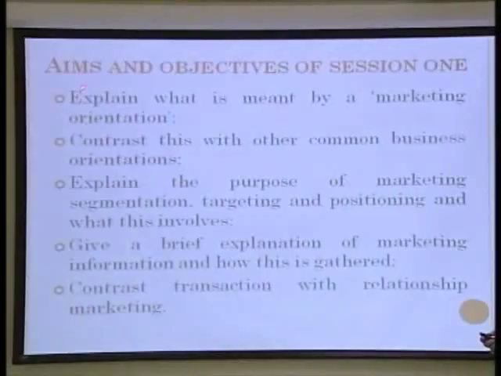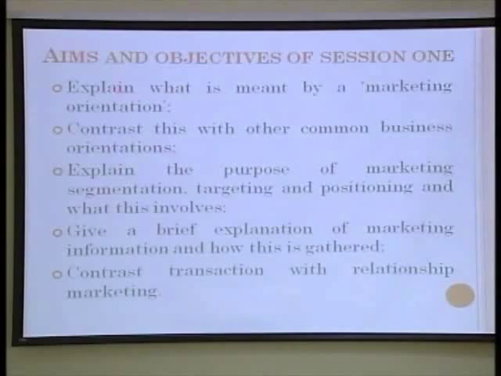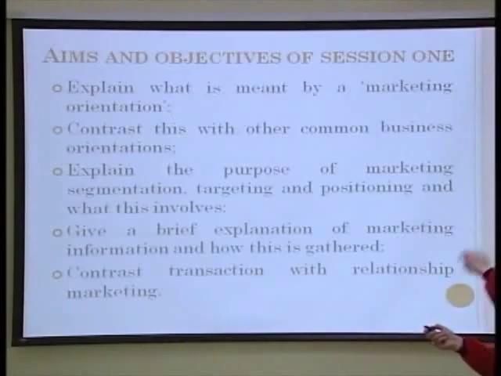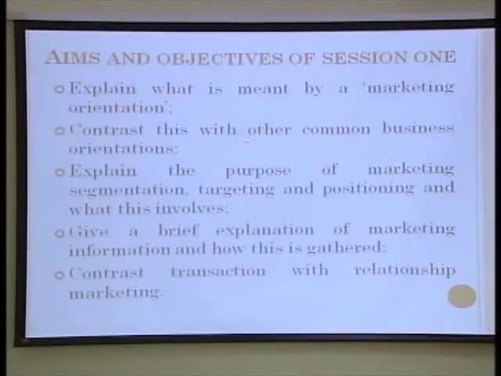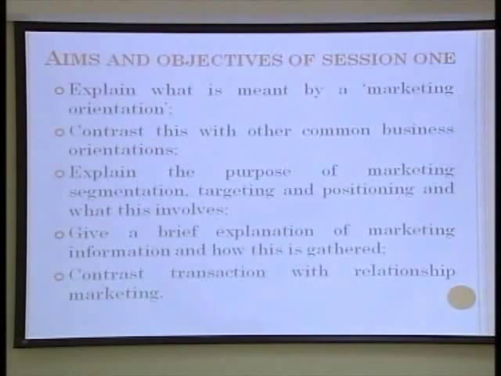All right, here we have the aims and objectives of session one. Explain what is meant by a marketing orientation. What do you mean by marketing orientation? You should be able to explain marketing orientation after finishing this session, okay? Contrast this with other common business orientations. Which means that we have marketing orientation and you have other business orientations, right? Yes. So you should be able to differentiate between them, to contrast them. Okay, explain the purpose of the marketing segmentation, targeting, positioning, and what this involves. Very important aspects in marketing: segmentation, targeting, positioning. Okay, give a brief explanation of marketing information and how this is gathered, how to gather information to be used in marketing activities.